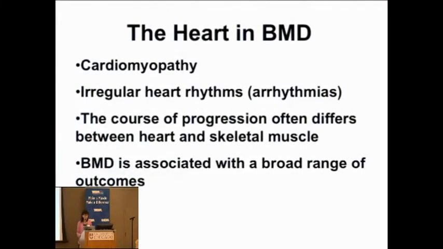So in Becker muscular dystrophy, by and large, there is heart involvement, although not every single patient will have it, and they will have it to varying degrees. But cardiomyopathy is the main thing that we worry about happening to the heart, and cardiomyopathy just means weakness of the heart muscle. The other thing that I personally spend a lot of time stressing about, because it's my job to prevent this from happening, is irregular heart rhythms, called arrhythmias, and we'll talk a little bit about those.